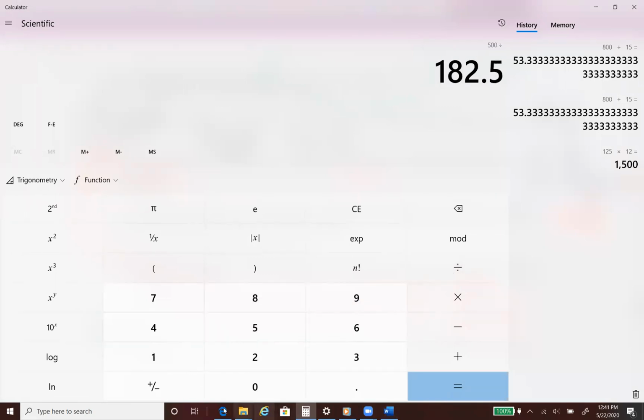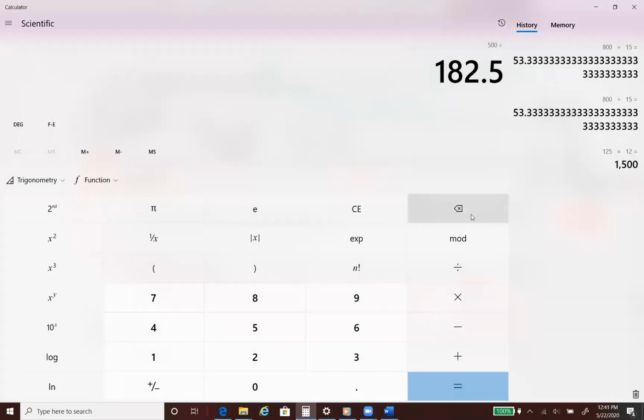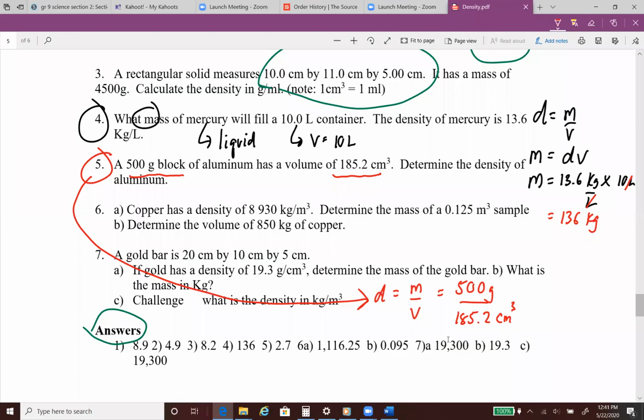Okay, so if we get our calculator out, 500 divided by 185.2. We get a density of about 2, I'm going to round it up to about 2.7. 2.7 what? Well, it's going to be 2.7 grams per centimeter cubed.